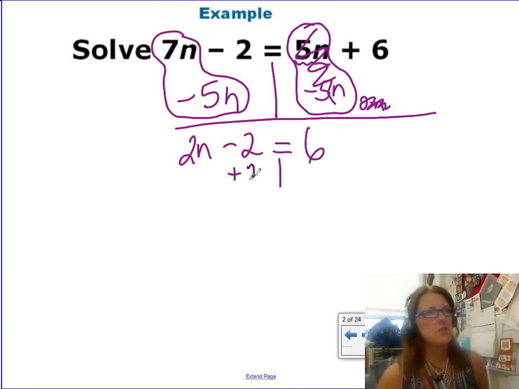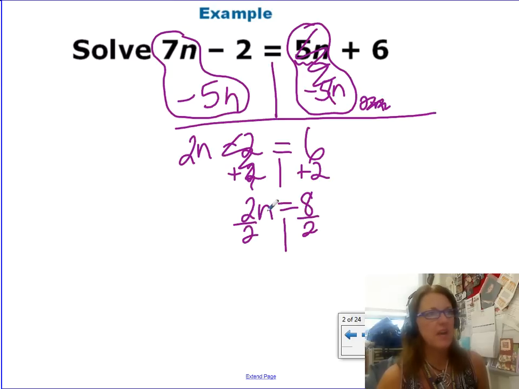Here's my variable. I'm going to undo the subtraction of 2 by adding. There we go. I get 2n equals 8. Now I can simply divide so that I get my variable by itself. In other words, a coefficient of 1, because 1 times n is n. And I get n is 4.